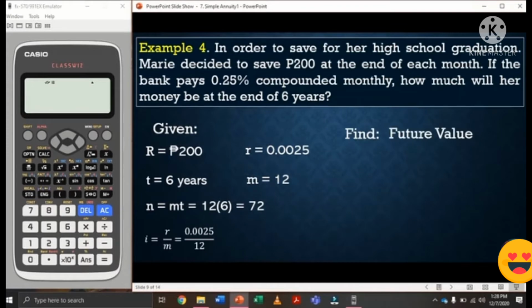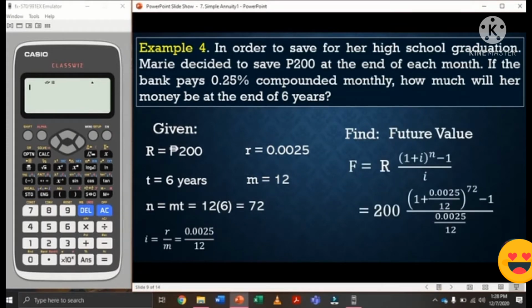And then, using the formula, hinahanap rin natin yung future value. So, using the formula, i-substitute lang natin all the given values sa formula natin. 200 times 1 plus, this is our i, 0.0025 over 12 raised to 72 minus 1, all over 0.0025 over 12. So, you can check using your calculator.